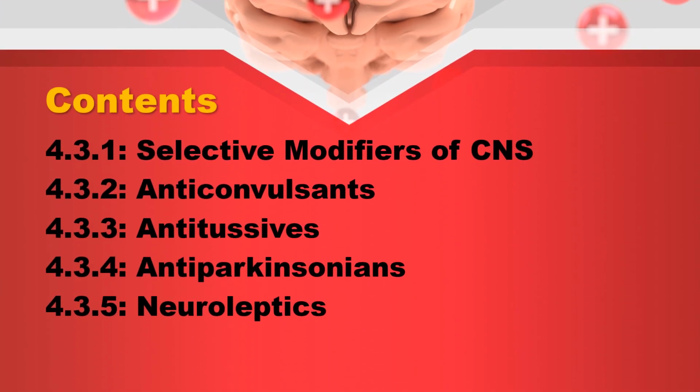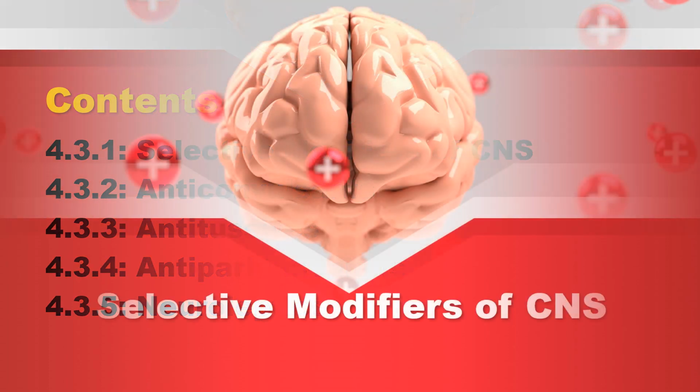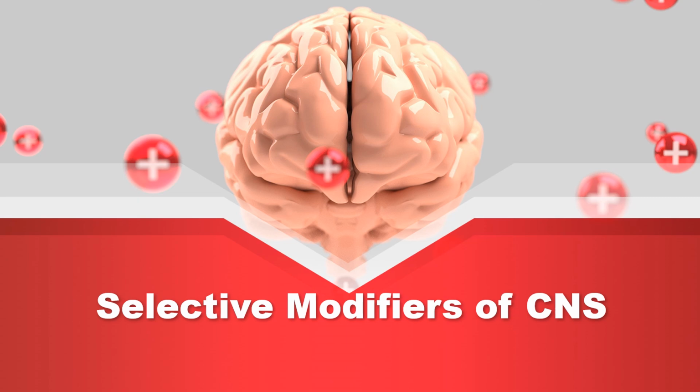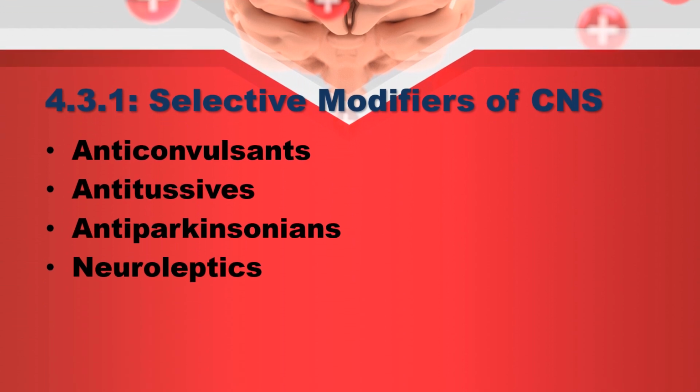The contents: selective modifiers of CNS, anticonvulsants, antitussives, antiparkinsonians and neuroleptics. Selective modifiers of the CNS include both depressants and stimulants. They are categorized into four groups: anticonvulsants, antitussives, antiparkinsonians and neuroleptics.